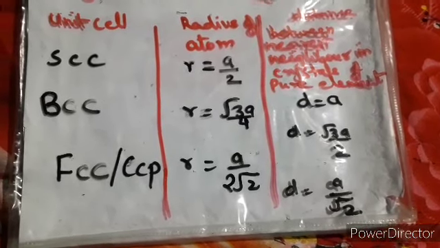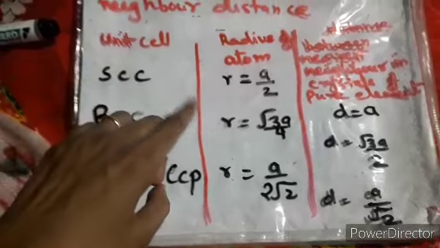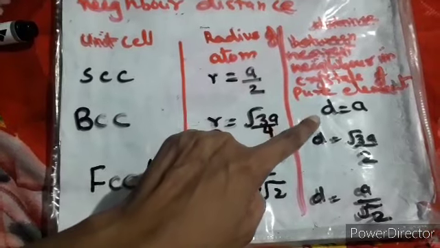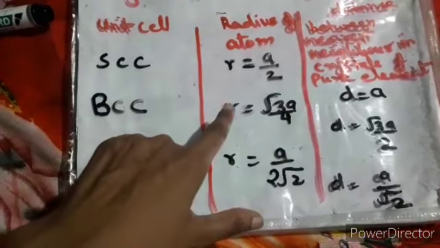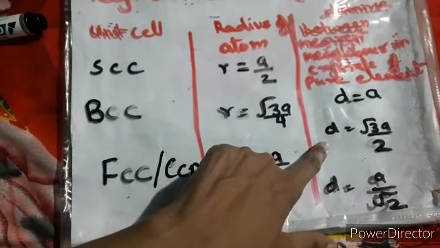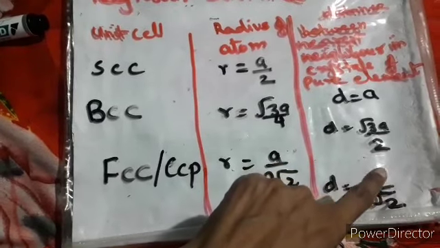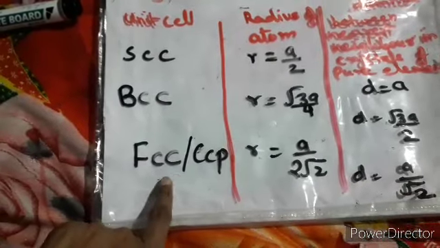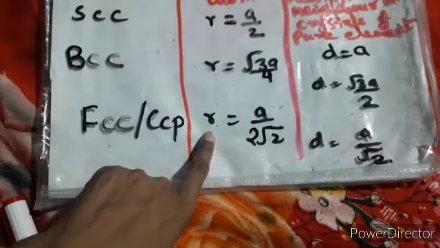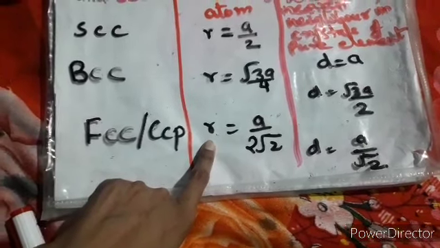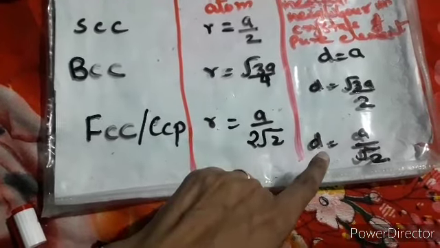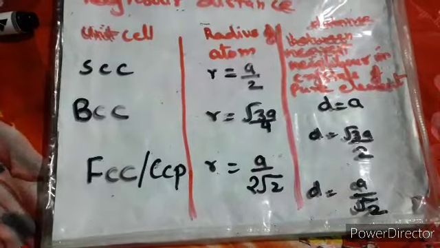So I have written all the values. For SCC, r is equal to a by 2, and the distance is d equals a. In BCC, r is equal to root 3a by 4, and the distance is d equals root 3a upon 2. In FCC, which is also known as CCP, r is equal to a upon 2 root 2 for the radius, and the distance is a upon root 2. So these are the values you have to learn like that only.